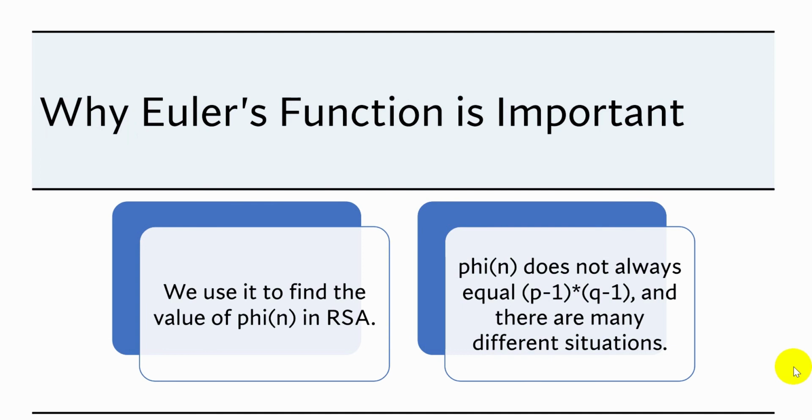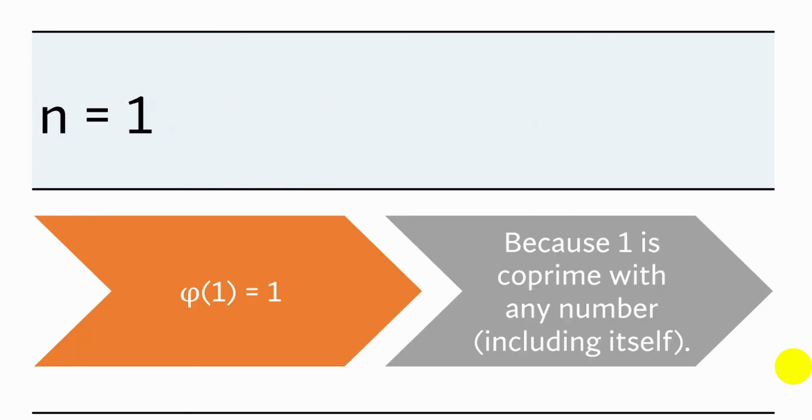Why is Euler's function important? Because in RSA, we use it to find the value of phi(n). Phi(n) does not always equal (p minus 1) times (q minus 1), and there are many different situations. After we talk about this, you're going to know why we can use (p minus 1) times (q minus 1) in RSA. The first situation: when n equals 1, phi(1) equals 1, because 1 is coprime with any number, including itself. So for the numbers from 1 to 1 that are coprime with 1, there is just 1. So phi(1) always equals 1.